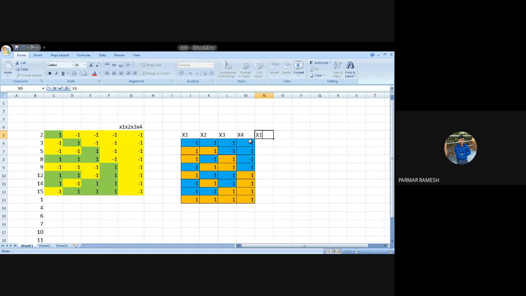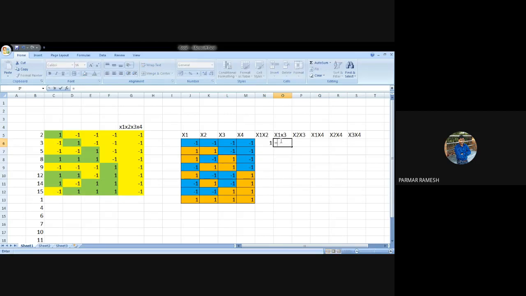So interaction terms we need to study: x1x2, x1x3, x2x3, x1x4, x2x4, x3x4. Say these are the interaction terms. Now x1x2 is equal to x1 multiplied by x2.